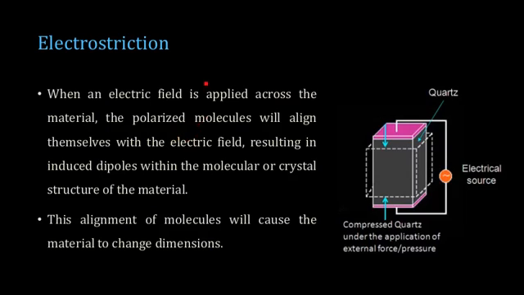And electrostriction is the opposite phenomenon of the piezoelectric effect, where once you apply an electrical source, a voltage across the quartz structure, you will get compression or expansion depending on the polarity of the source. Okay, so if you are applying an AC source, you will have compression as well as expansion, both happening in cycles. And the dimensions will change depending on the magnitude of the source. So this is known as electrostriction, which is exactly opposite of the piezoelectric effect.